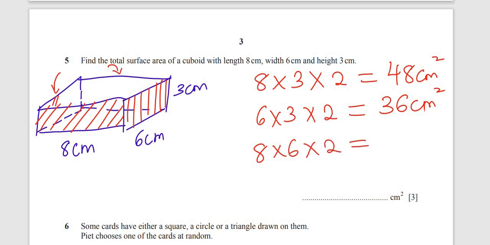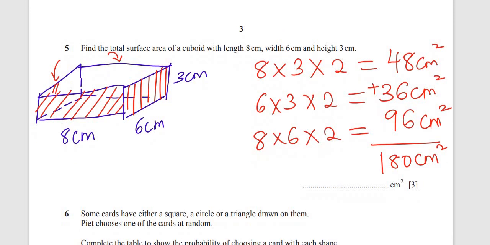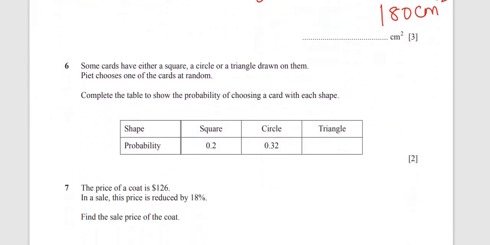So 8 times 6 is 48, times 2 is 96 centimeters squared. So when we add them together, 48 plus 36 plus 96, what we get is 180 centimeters squared. So that is the total surface area of that cuboid. Then we can move on to question number 6.